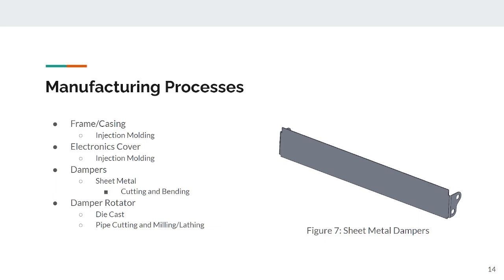The damper rotor, which is the piece that's connected to the motor, has pretty simple geometry with essentially two cylinders of different diameters. So this can either be die cast or a pipe could be cut, and then the cylinders could be either milled or lathed to get those different diameters.